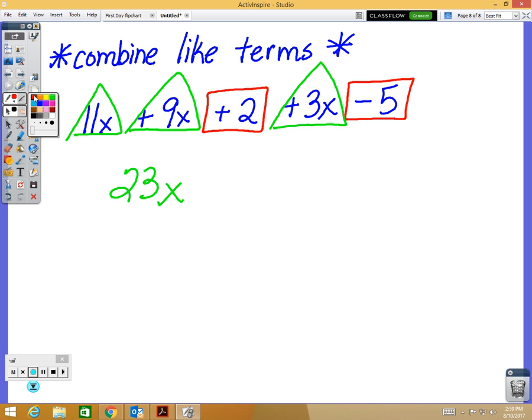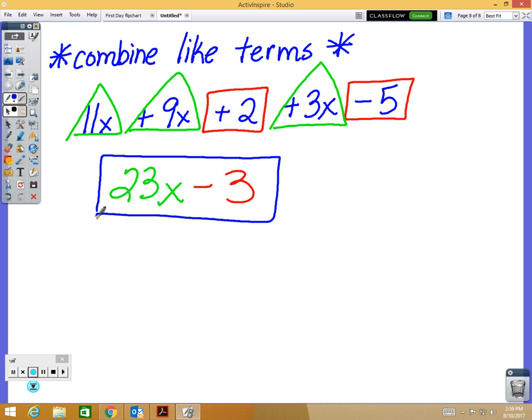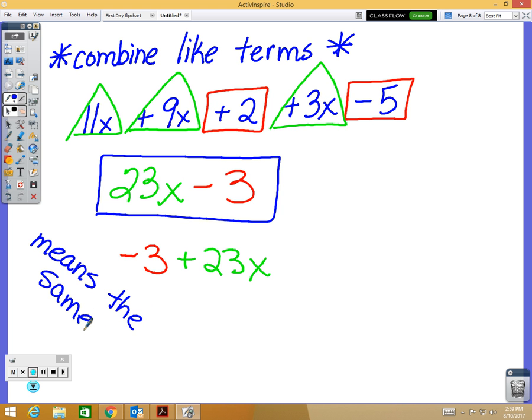And now I'm going to combine my constants. 2 minus 5 is -3. And that is your final answer. There is nothing wrong with writing it -3 plus 23x, like this. That means the same thing. But I'm telling you that it's more proper, it's better, if you write the term with the variable first.